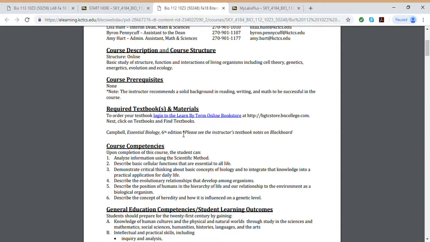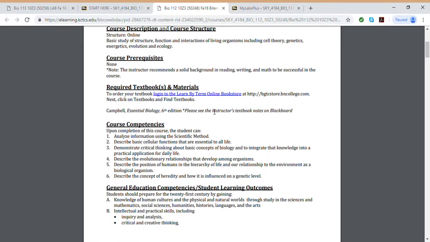Required textbooks and material. Ours is Campbell's Essential Biology, 6th edition, and this is also available as an e-text for you through MyLabs Plus. If you want to purchase a hard copy, you can go through our bookstore, but a hard copy is an extra expense, whereas it's built into MyLabs Plus through Blackboard. So you can access it through there, and I will show you that once we get into MyLabs Plus.